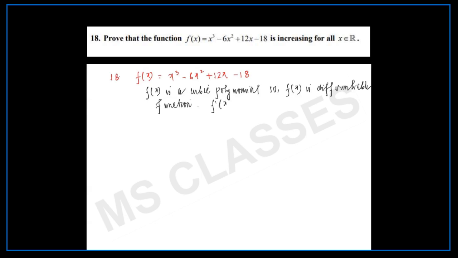So f dash x equals 3x square minus 12x plus 12. So 3 into (x square minus 4x plus 4). That is 3 into (x minus 2) whole square. That is greater than or equal to 0 for all x belongs to R. Therefore, f of x is increasing for all x belongs to R.